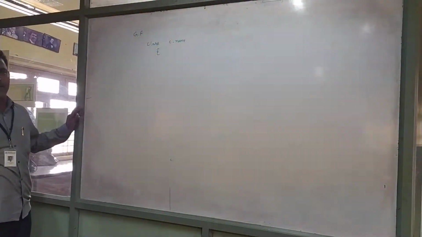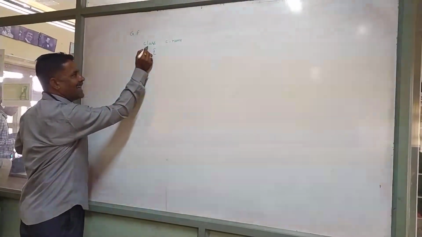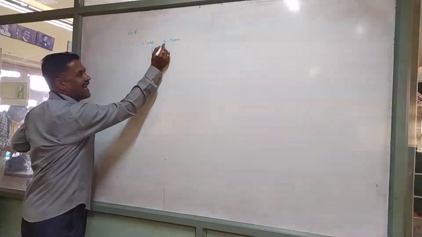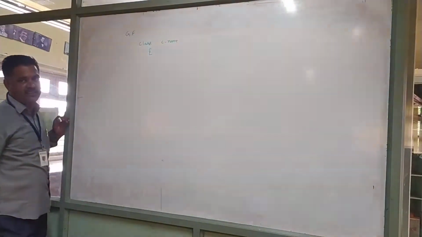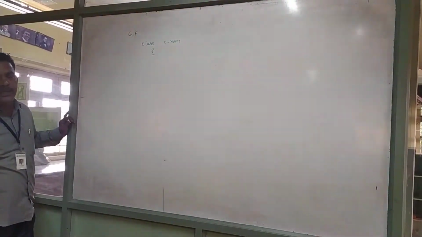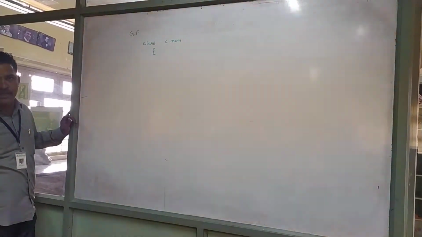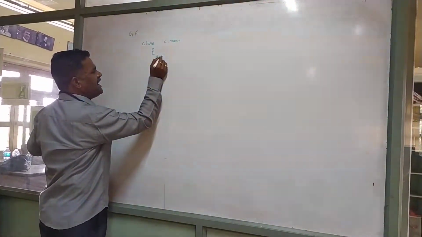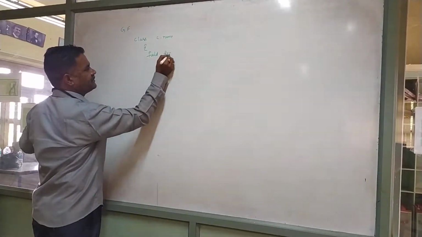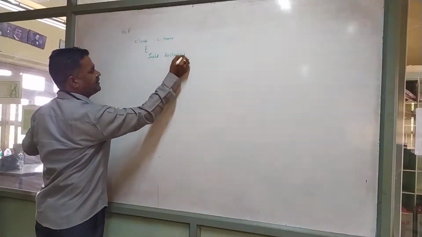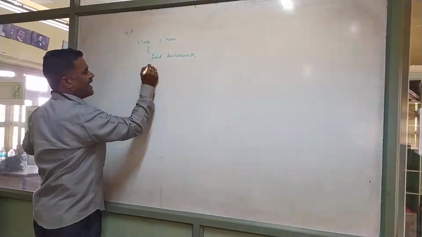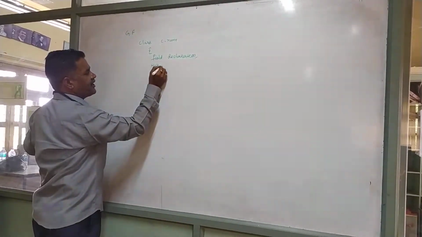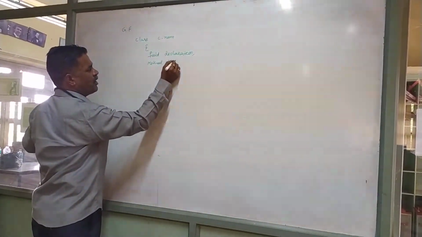Total two parts. Here class is the keyword, and class name is the name of the identifier. First one is called field declaration. Second one is called method declaration. Total two parts in the class representation.